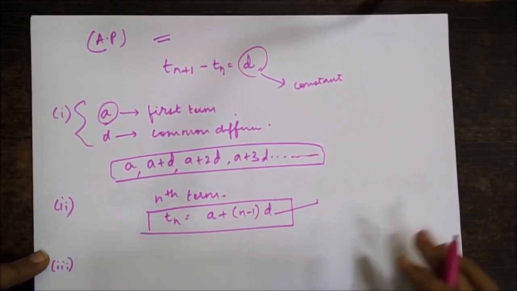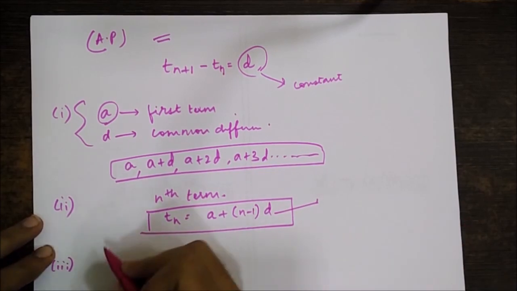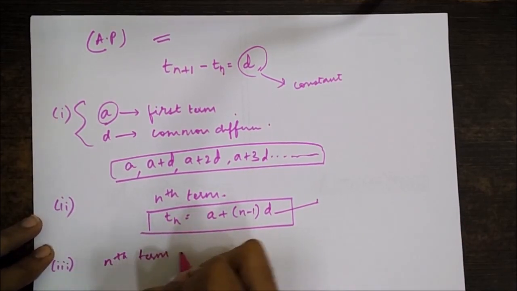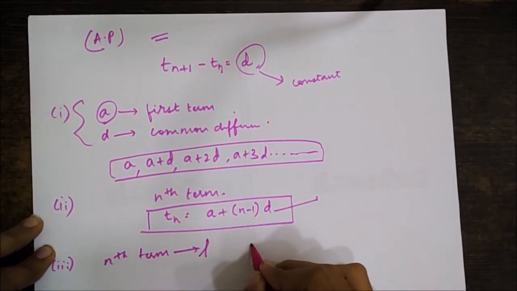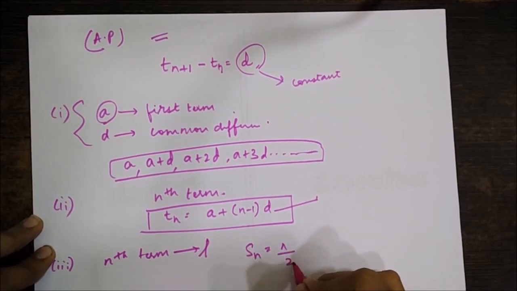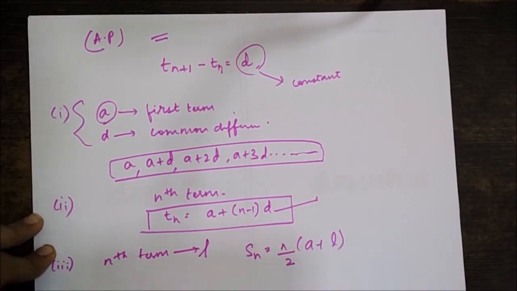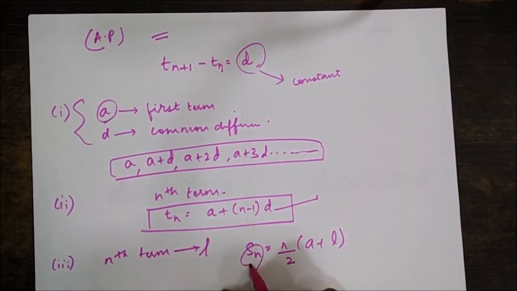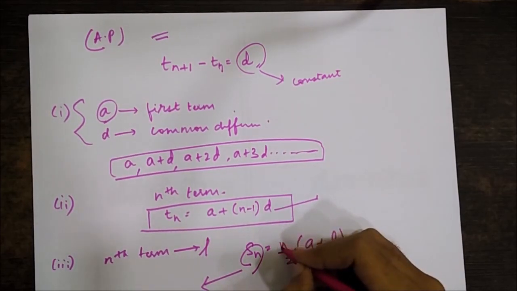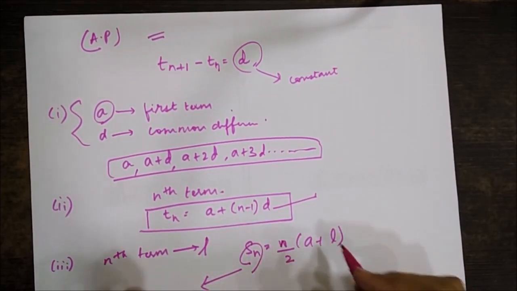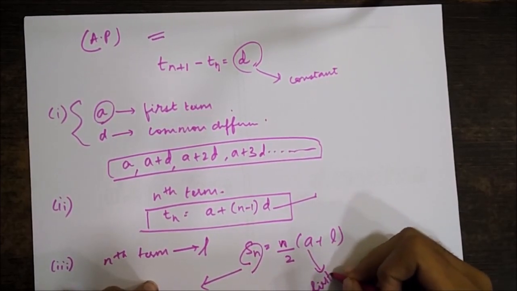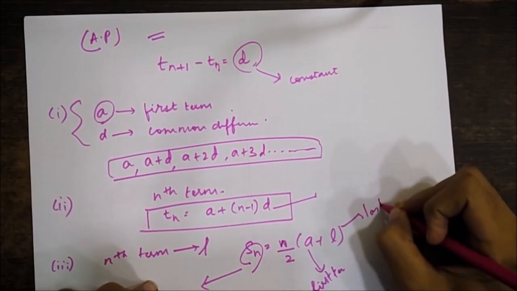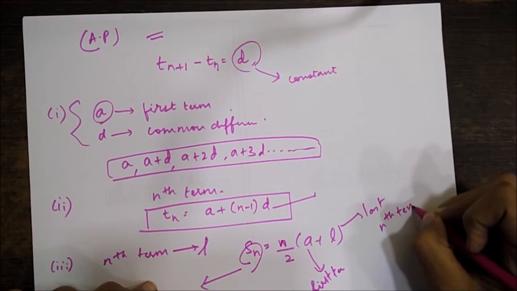The third point is if the nth term is L, the sum of first n terms would be Sn is equal to n by 2 into A plus L. So Sn is the sum of all n terms, equal to n, where n is the number of terms, by 2 into A plus L. What is A? A is the first term and L is the last term, that is the nth term.